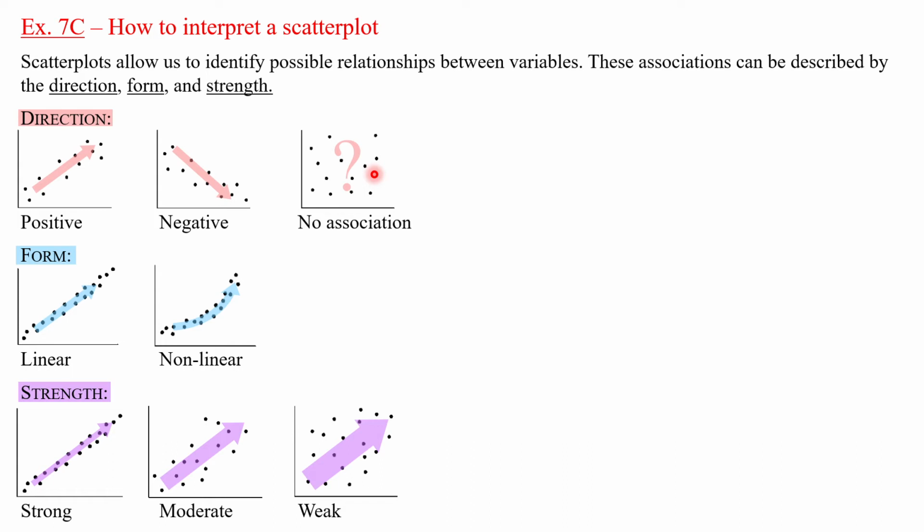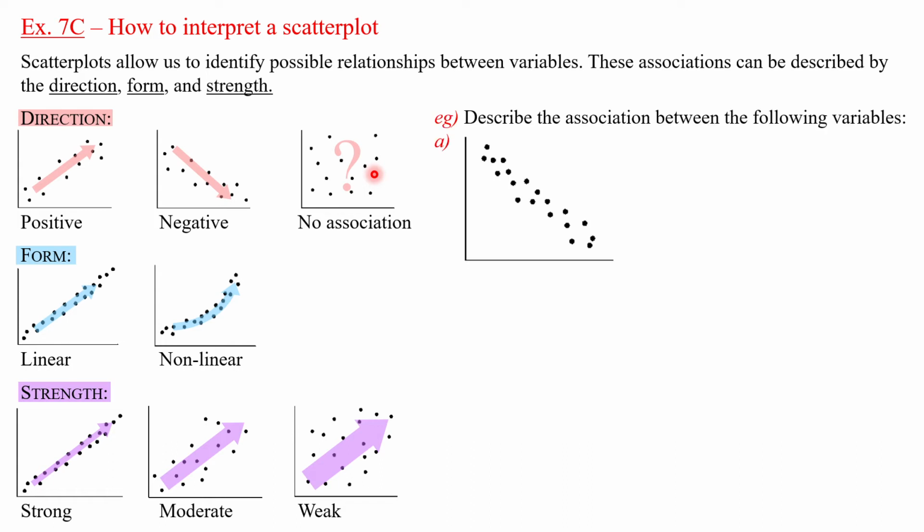Okay. Using this information now, we're going to describe the association between the following variables, and I've got two examples for you today. We would describe them in terms of these three things. I like to go with strength first. In this first example, I would say we have a strong. You might interpret that as moderate, and that's okay for this exercise. Clearly, we have a downwards trend, so it's a strong negative, and it's quite straight, so a linear association.